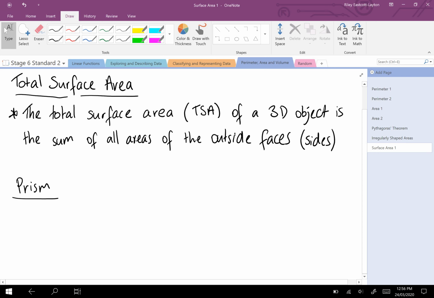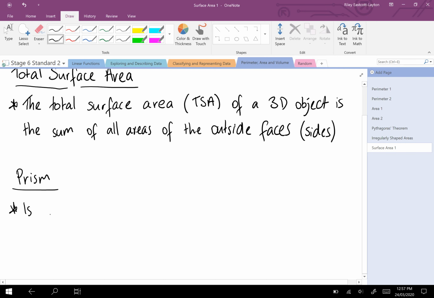Now there is one condition though, and that condition is that we have to have a polygon at either end. So what this means is we can have rectangular prisms, triangular prisms, pentagonal prisms. We cannot have a cylinder being classed as a prism because we do not have a polygon at either end, we have a circle.